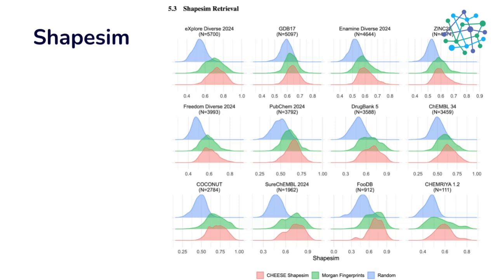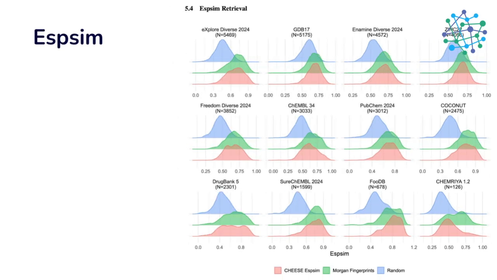And it's also visible in some cases, for instance in the PubChem database, or maybe in these distributions on ChemRxiv, that the orange or red color, which represents CHEESE ShapeSIM, is moved to the right and is better than what is retrieved by fingerprints. In the case of electrostatic similarity, the comparison of those distributions of CHEESE versus fingerprints is quite overlapping, or the difference is not so clear. In some cases, we can see the CHEESE distribution is narrower, which usually means that it has a higher median, thus the retrieval is better.